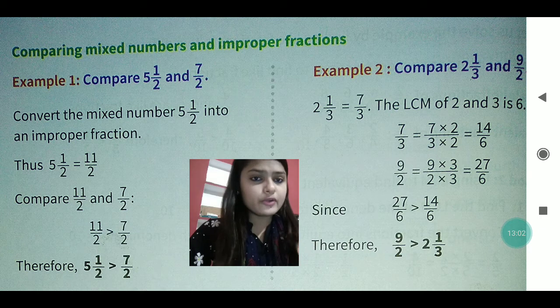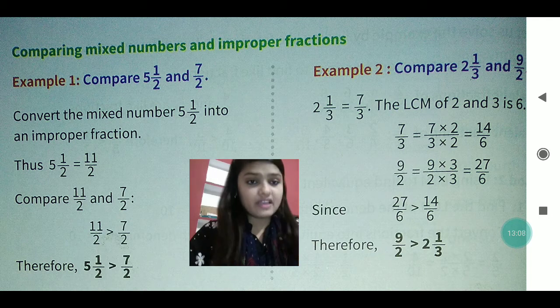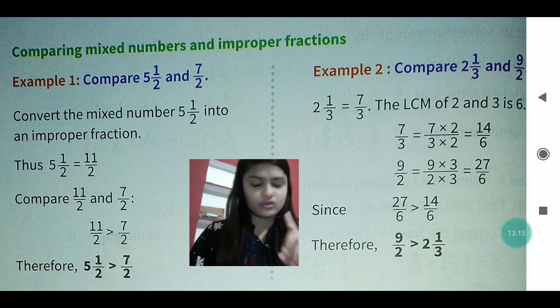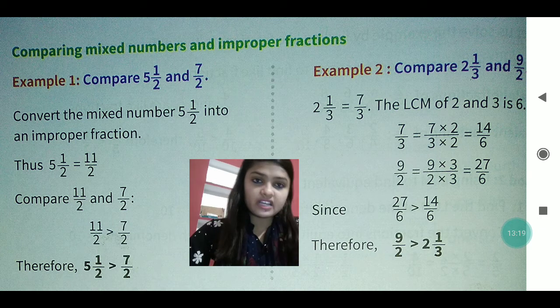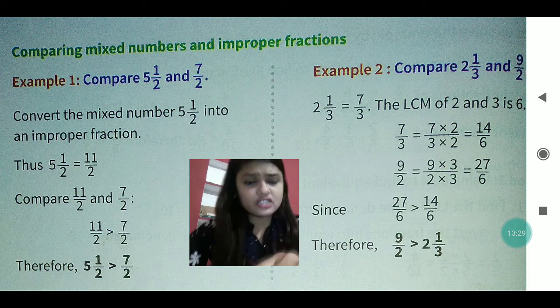5 into 2 means you multiply the whole number with the denominator and add the numerator. We did this in the second video, where I already explained how we convert it, so please keep these things in mind. So the mixed fraction is converted into an improper fraction: 5 into 2 plus 1, so 11 by 2. Now 11 by 2 and 7 by 2, both denominators are the same. Now it's easy to compare which one is greater.